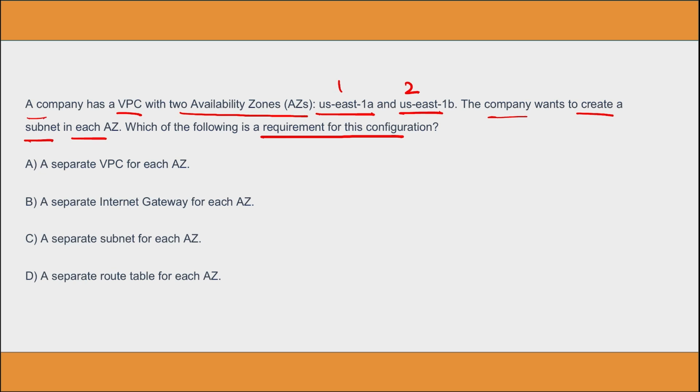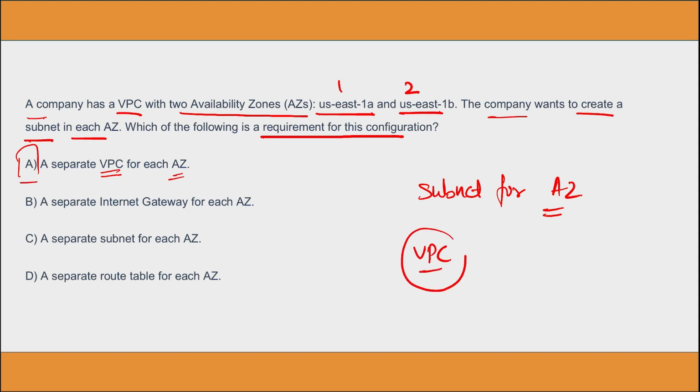Which of the following is required? So we have to create a separate subnet for each availability zone, right? So the right option from this becomes a separate VPC for each availability zone will be required here, right? Then the company needs to create a separate subnet in each AZ, and a separate VPC will also be created for each availability zone, correct?